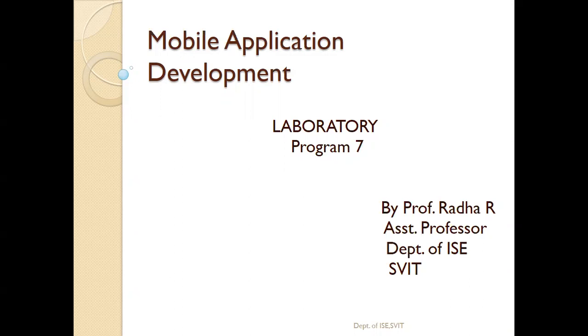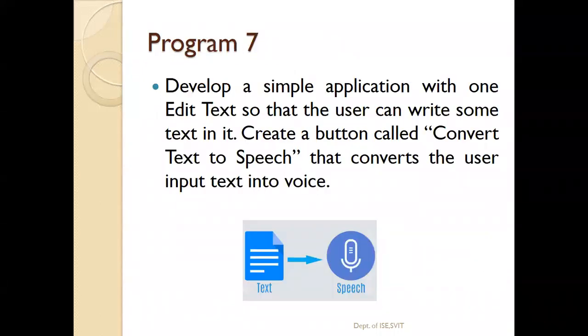In this video, I'm going to explain Mobile Application Development Lab 18CSMP68 Program 7, which is there for 6th semester for both ISE as well as for CSE. The details about Program 7: the user will enter the text that has to be converted to speech. For that, you have to develop a simple application with one edit text so that the user can write some text in it, and you have to create a button, convert text to speech, which will convert the user input text to voice. So whatever text you enter there will be converted to speech.